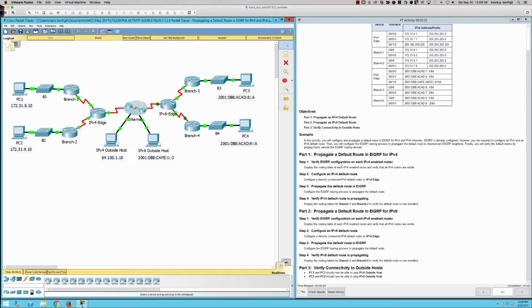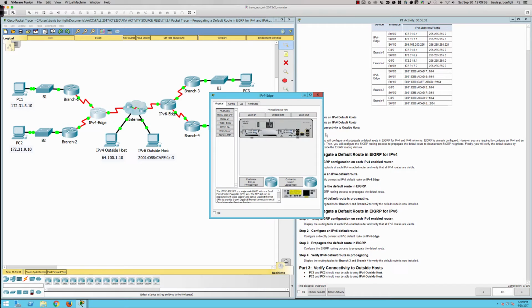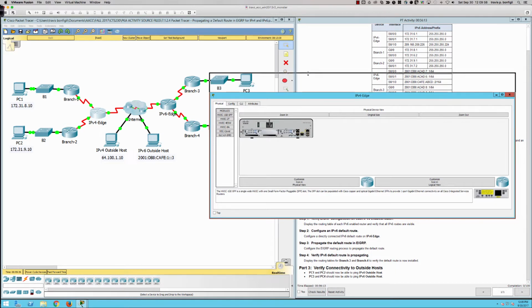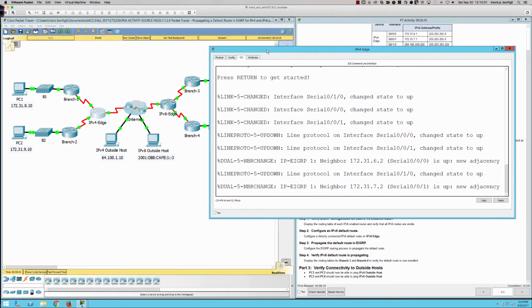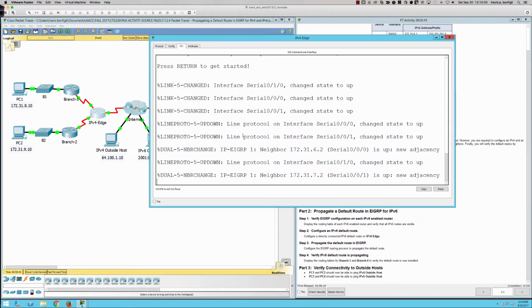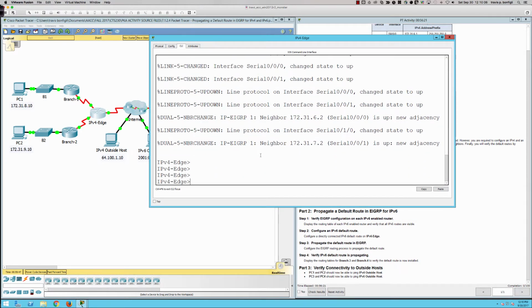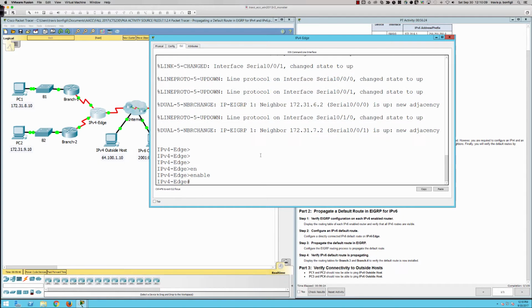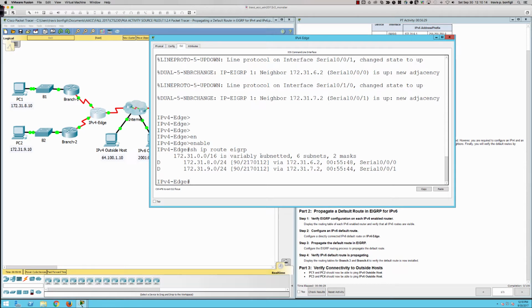So we want to verify EIGRP configuration on each IPv4 enabled router. So here's our IPv4 section over here, and this is going to be all IPv6 over here on the right-hand side. So let's pull the edge router up, because ultimately it would be the edge router who is going to advertise or inject a default route into this EIGRP domain. And so let's go from user exec with the enable command. We'll transition to privilege exec, and let's say show ip route eigrp. And so you can see we've got two EIGRP learned routes.